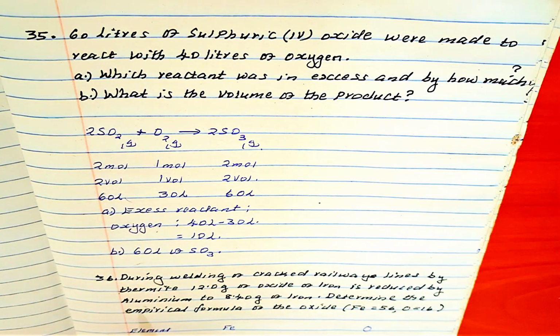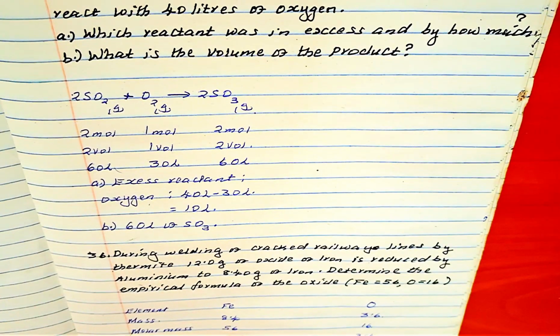We go to question number 36. During welding of cracked railway lines by thermite, 12.0 grams of oxide of iron is reduced by aluminium to 8.40 grams of iron. Determine the empirical formula of the oxide. Iron is equal to 56, oxygen is equal to 16.